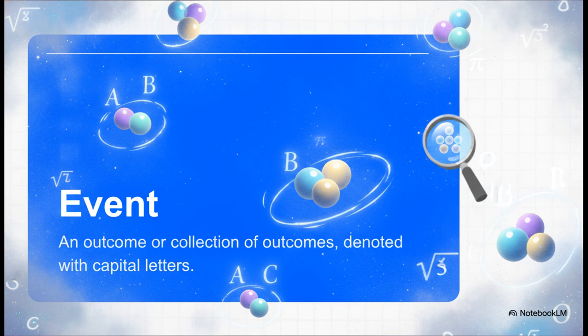All right, moving on, we have an event. Now, an event is just a handy way to group those outcomes together. It could be just one single outcome or a whole collection of them. Oh, and exams usually label these with big capital letters, like Event A or Event B. Nailing down this concept is absolutely crucial because it sets up the whole foundation for the actual math formulas we're going to use in a minute.